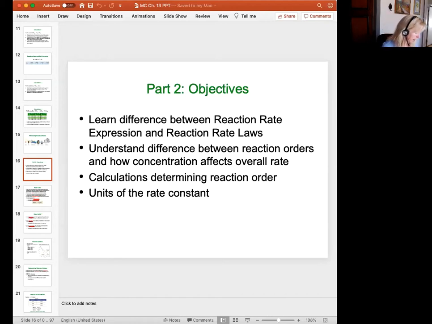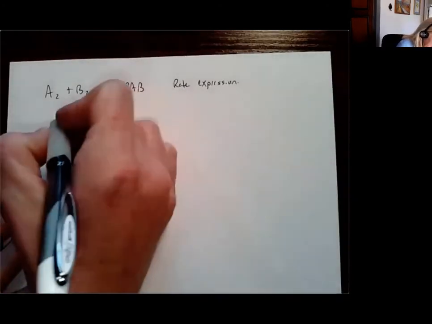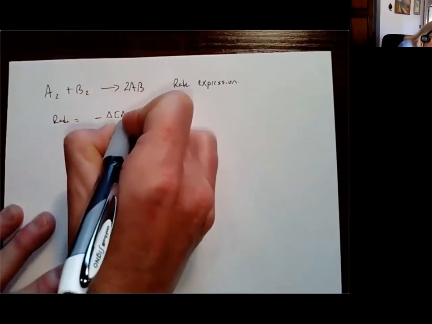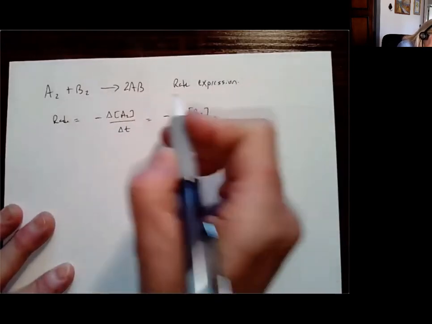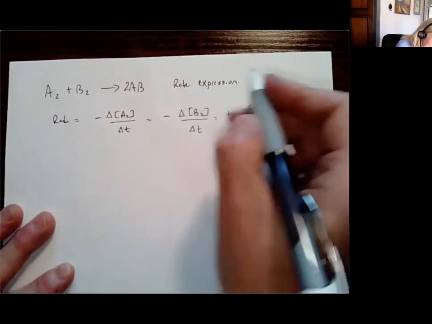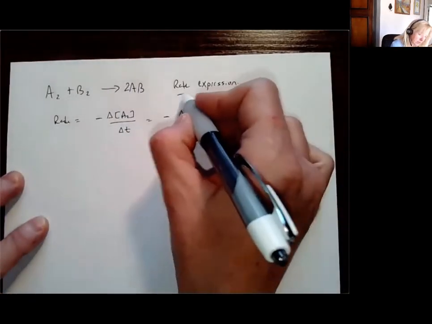So let's just go back and remember what our rate expression was. So if I have A2 plus B2 goes to 2AB, and let's say this is a 2 and a 2 and a 2. My rate expression is going to take into account my stoichiometry. So I could say that my rate equals the change in concentration of my reactant over some period of time, either reactant, or I could look at the increase in concentration of my product over a period of time. And my stoichiometry here is going to be 1/2 since this is a 2. So this is my rate expression.